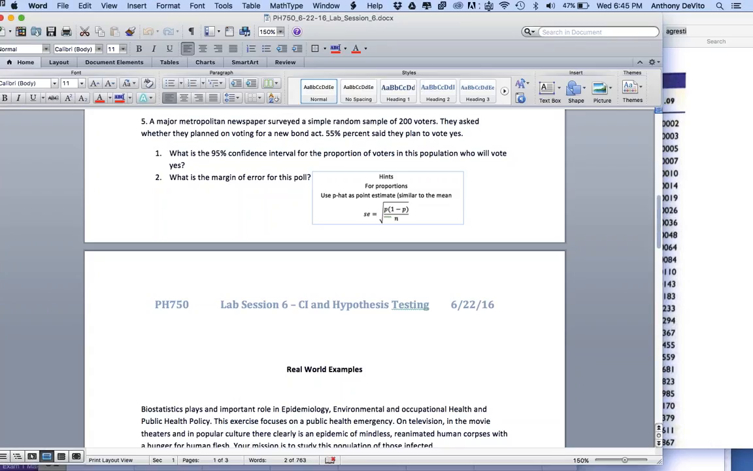The binomial distribution is basically a variable that can have two values, yes or no, male or female, and so forth. In this problem, a major metropolitan newspaper has a random sample of 200 voters. They ask them whether they plan on voting for a new bond act. 55% said yes. In other words, 110 people said yes, 90 people said no.